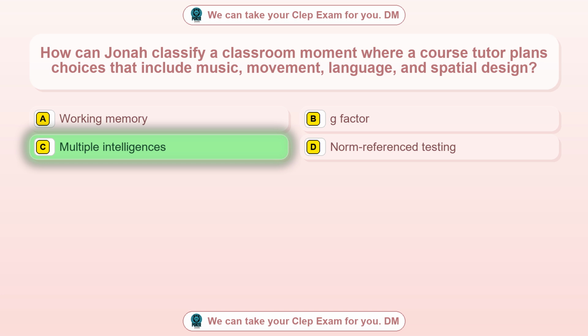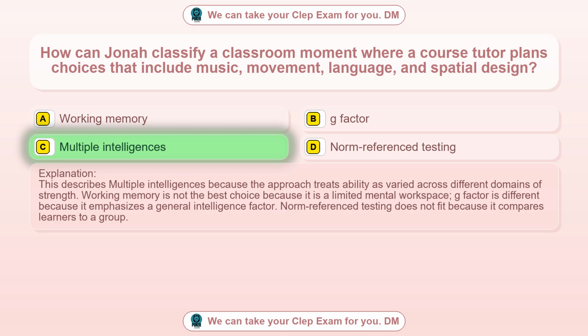Multiple intelligences. This describes multiple intelligences because the approach treats ability as varied across different domains of strength. Working memory is not the best choice because it is a limited mental workspace. G factor is different because it emphasizes a general intelligence factor. Norm reference testing does not fit because it compares learners to a group.